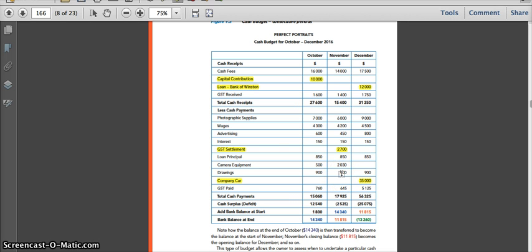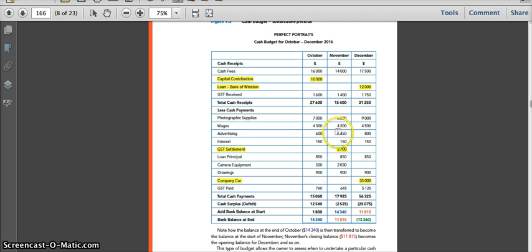Now, if we have a look at what these do to the figures, as we can see here, a $10,000 capital contribution. Although if we didn't have it, we would still have a positive figure in the bank balance. It is quite a substantial amount for that month. So the fact that $10,000 needed to be contributed by the owner may give you an indication of something that could potentially be going wrong with the business.